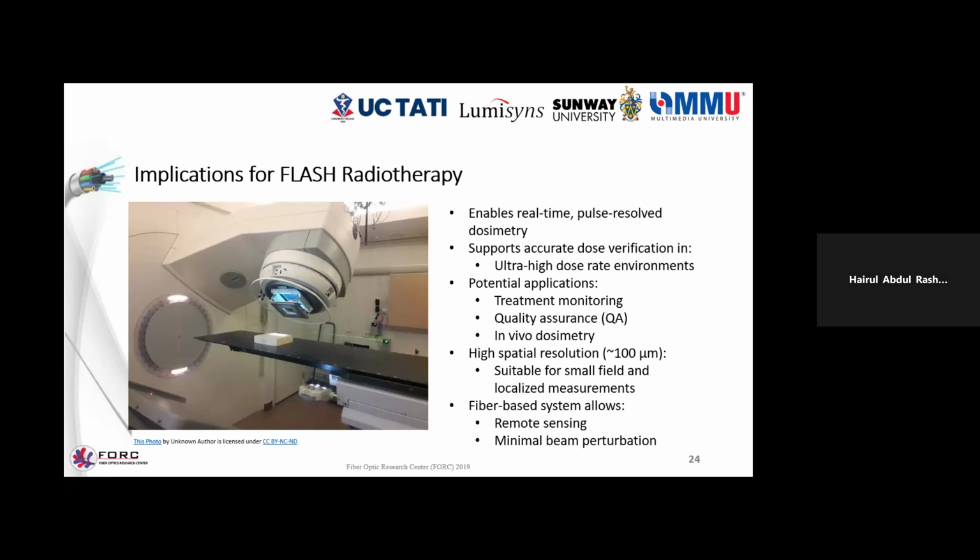The size of the optical fiber, approximately 100 micrometers, provides high spatial resolution, suitable for small field and localized measurements. On top of that, of course, the optical fiber radiation dosimetry system allows for remote monitoring and also with very minimal field perturbation.